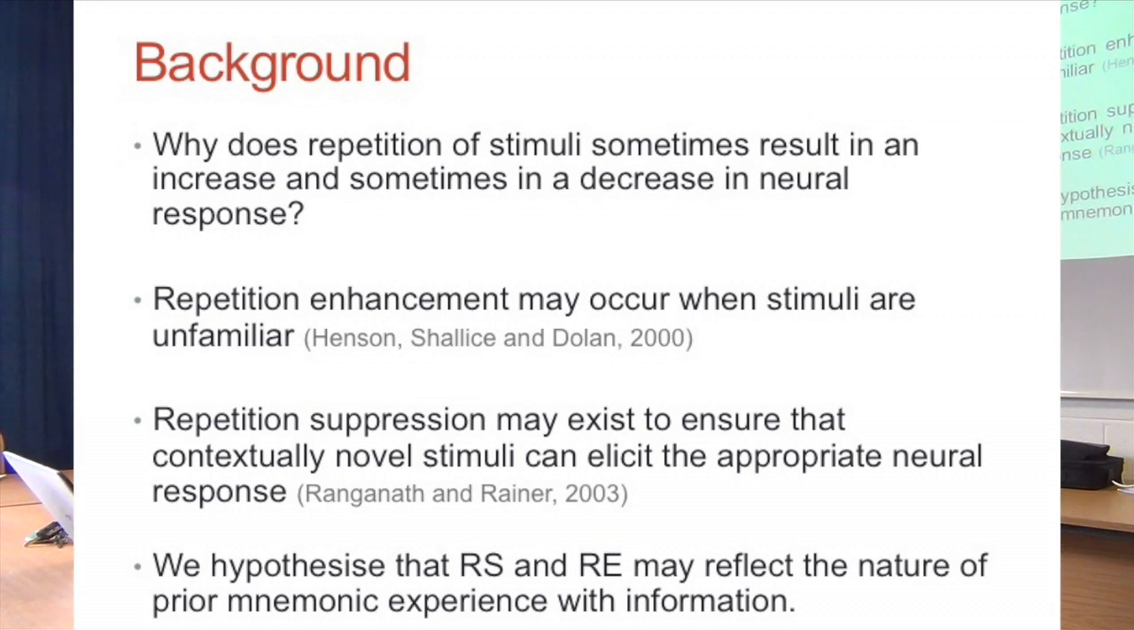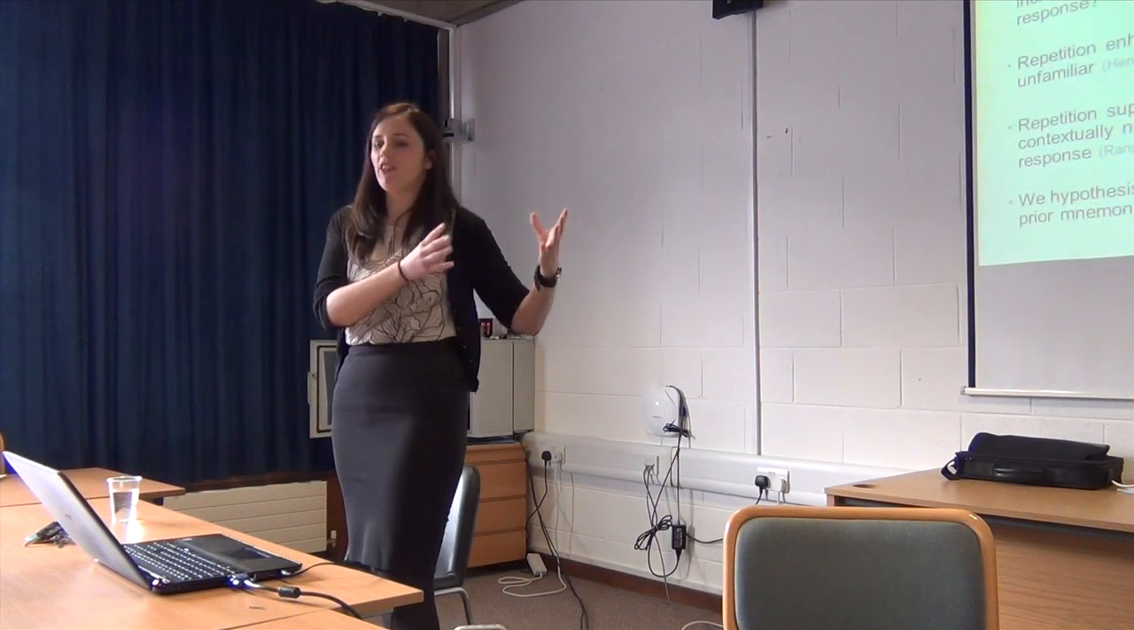Repetition suppression, it's been hypothesized, seems to exist in order to ensure that contextually novel stimuli can elicit an appropriate response. So what I mean by that is, when we see something new, there's a big response, as I showed you in the first figure there. So the idea is that repetition suppression, this more sparse representation, occurs in order to allow a stronger, contextually appropriate neural response to novel stimuli. So it's kind of repressing the old stimuli in favour of the new stimuli.